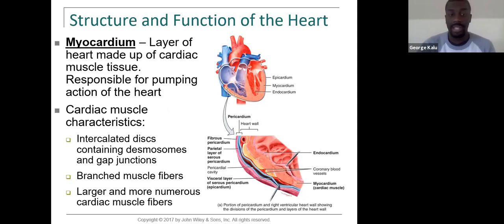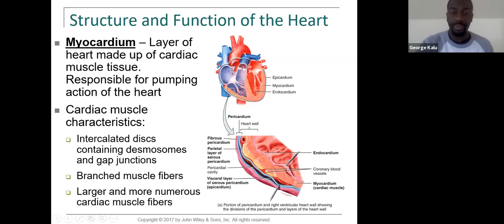The next layer is the myocardium, the next layer deep to the epicardium, and that is made up of muscle, specifically cardiac muscle. This is the region of the heart that's responsible for pumping, for allowing the heart to contract and relax.